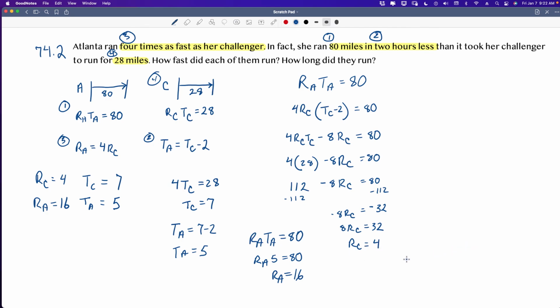Once you get that first bit of information, it helps you solve the rest of it. And it makes a huge difference.